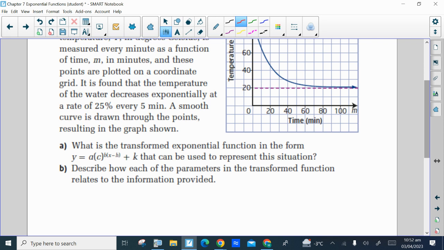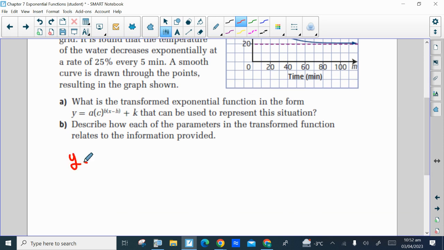You're asked to write the equation of that transformed function in that form, y equals a times c to the power b bracket x minus h plus k, that can be used to model this situation. So this is again where we would follow that general formula that's on the formula sheet, a times b to the power t over p. And the first thing you need to realize is that b gives you the growth rate. Now in this case, this is a decreasing function. Remember, for a decreasing function, the base is between 0 and 1.